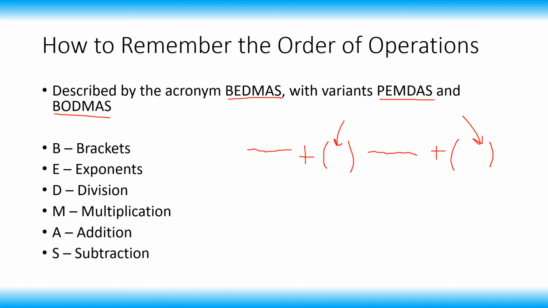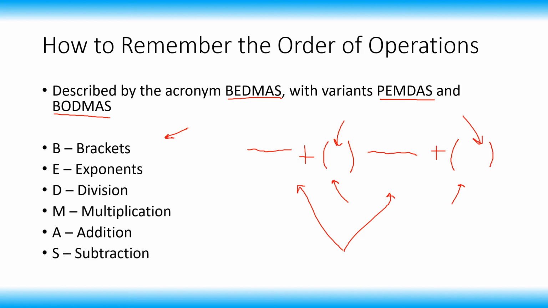So if you see the same operation from this BEDMAS list coming up more than once, then just go from left to right. Start with the brackets on the left, and once you're done with that, go to the brackets on the right, and then tackle everything else.